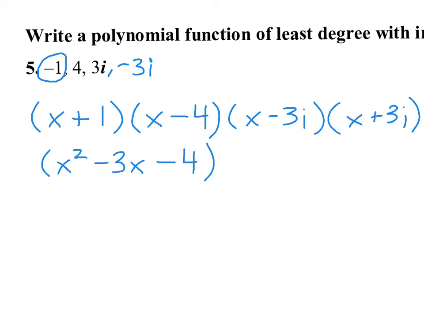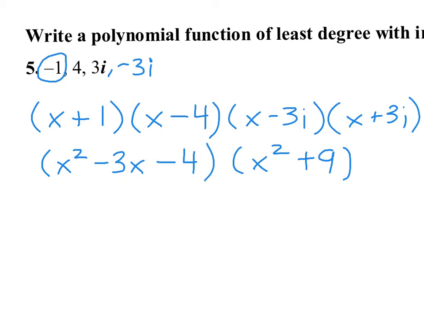Right, when you multiply conjugates, you don't have to FOIL. You can just do the front together and the back together. The back makes negative 9i squared. But if i squared is negative 1, negative 9i squared is plus 9.